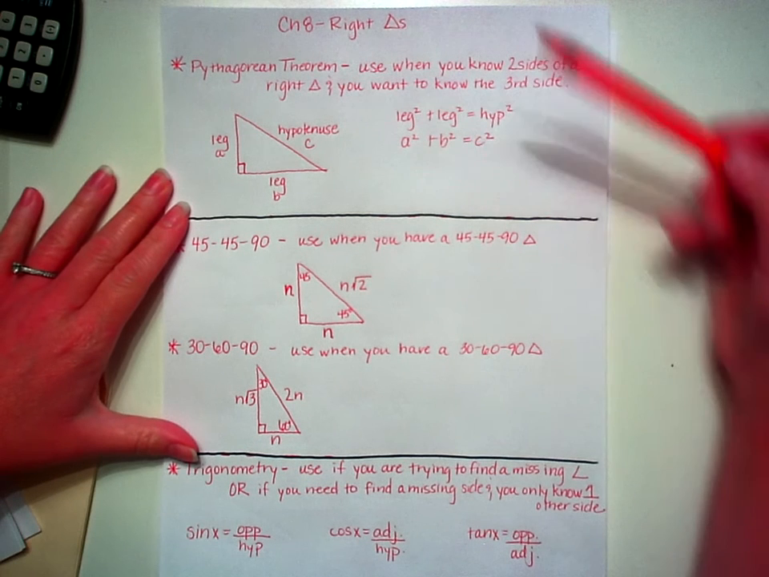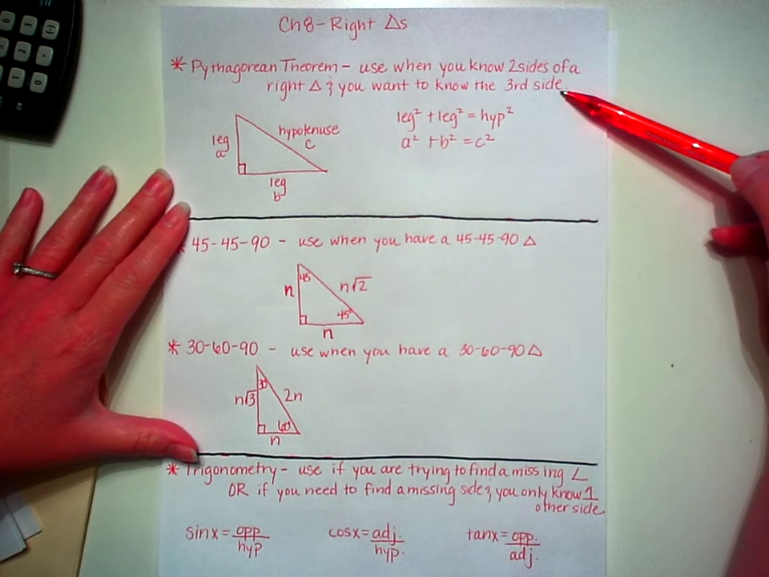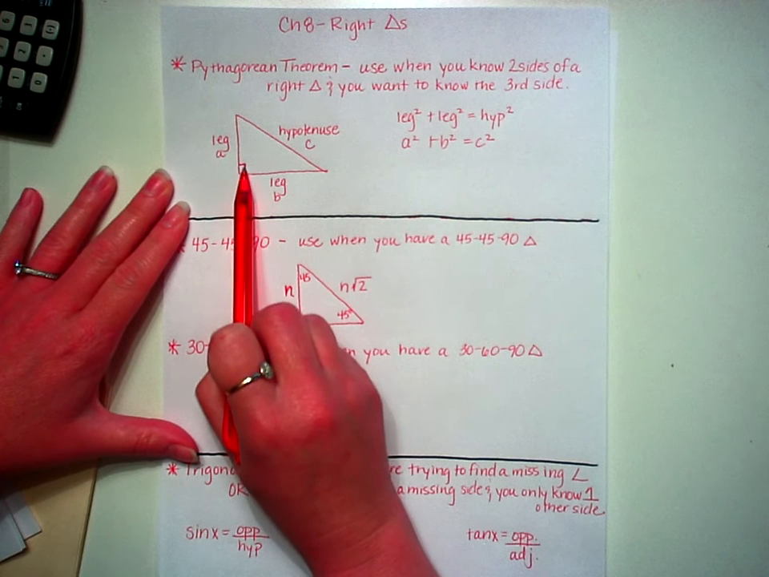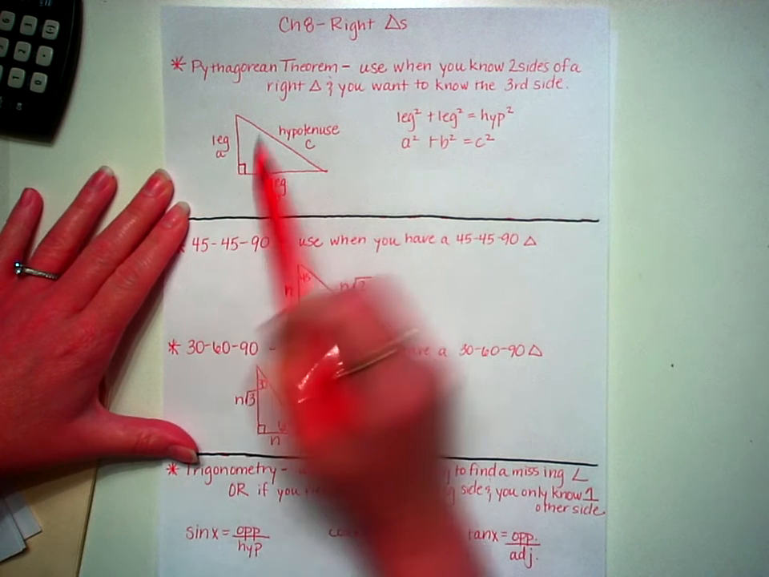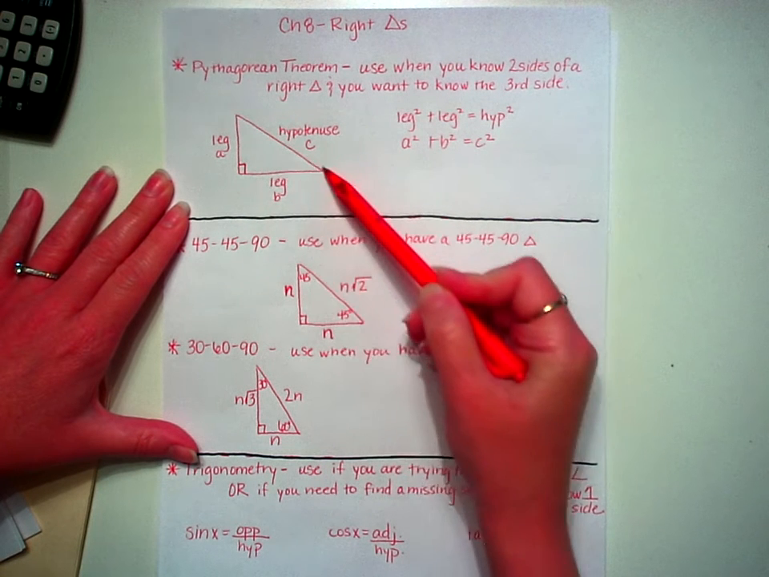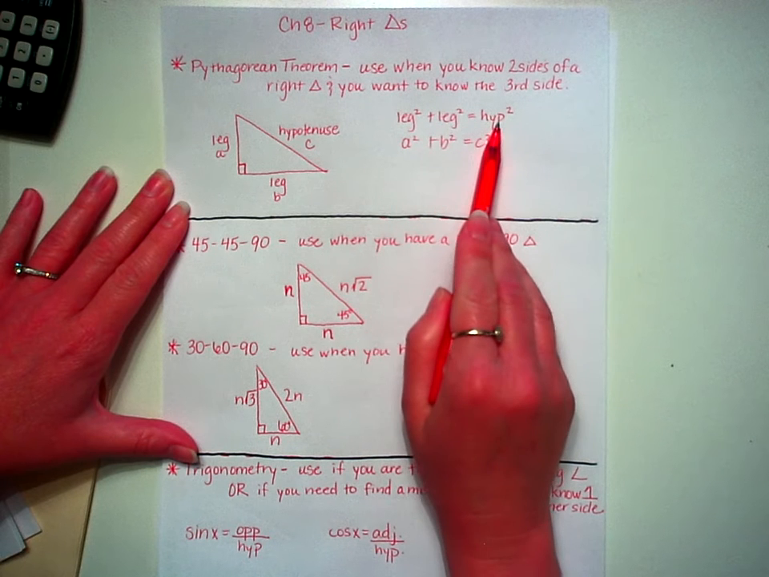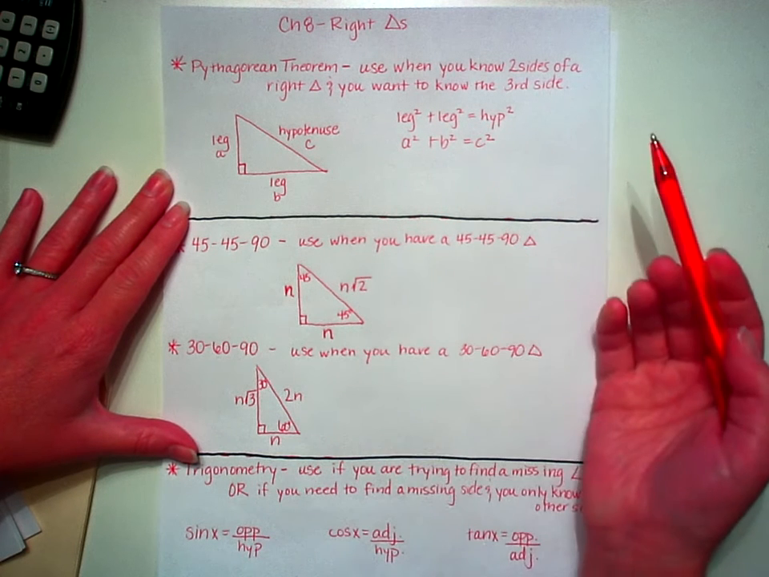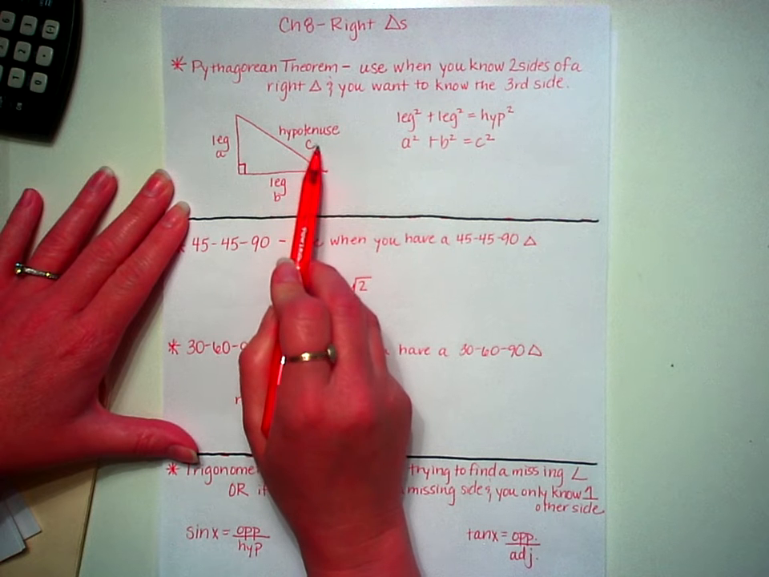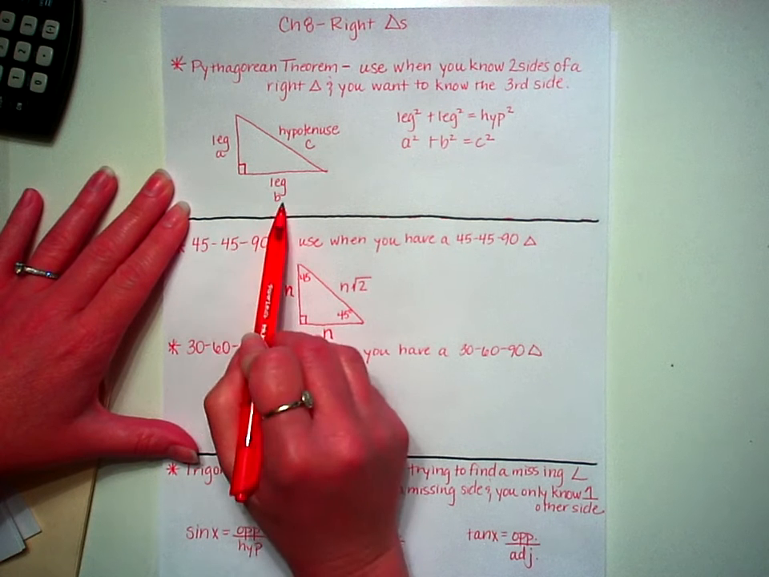So the Pythagorean theorem, you're going to use that when you know 2 sides of a right triangle and you want to know the 3rd side. Okay? In a right triangle, the 2 sides that make the right angle, those are called the legs. And then the side across from the right angle, that's called the hypotenuse. That's always the longest side as well. Okay, so the Pythagorean theorem is leg squared plus leg squared equals hypotenuse squared. Or another way of saying that is a squared plus b squared equals c squared, where c is the hypotenuse. A and b are the legs, and it doesn't matter which leg is A and which leg is B.